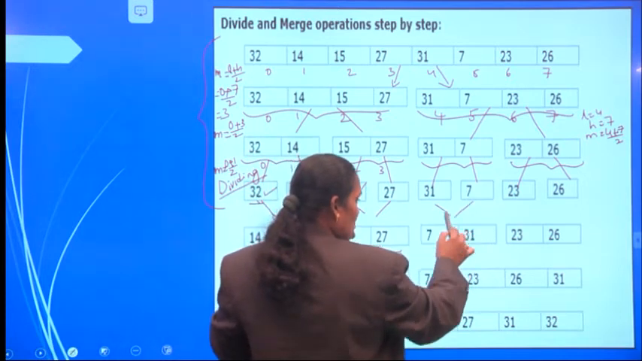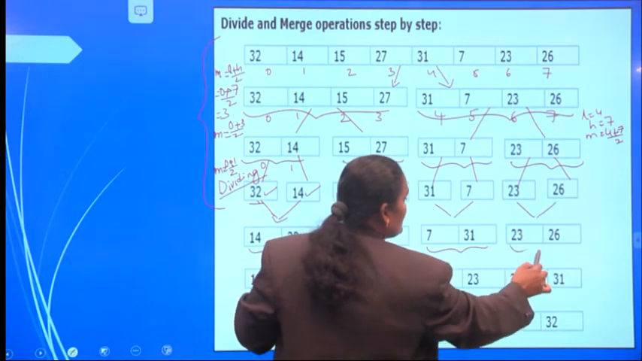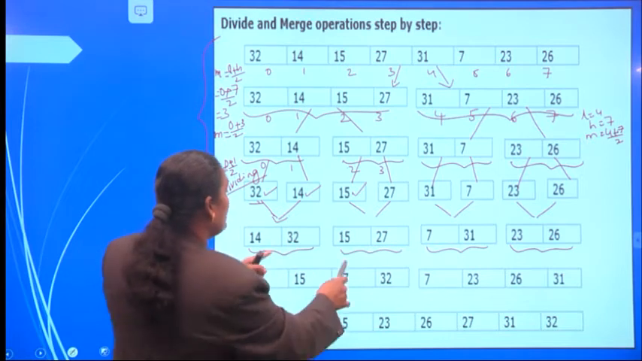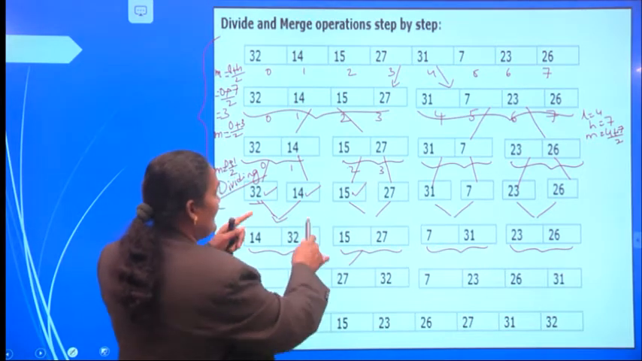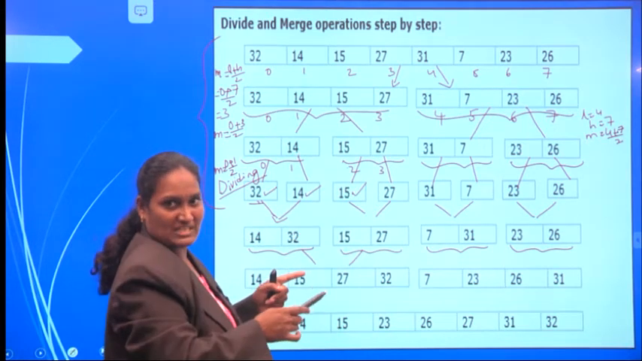These two should be merged. By merging these two, we will get 731. These two should be merged. By merging these two, we will get 2326. Later, we need to merge these two. So, as how we divided the array, in the same way we need to do the merge process.